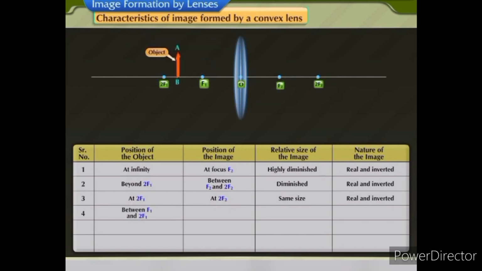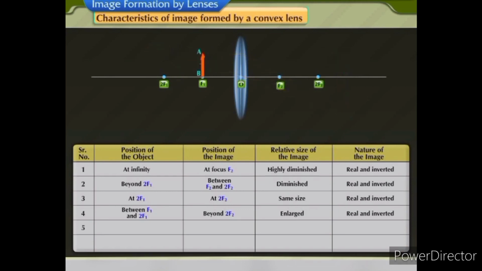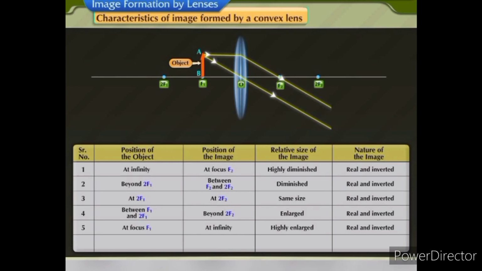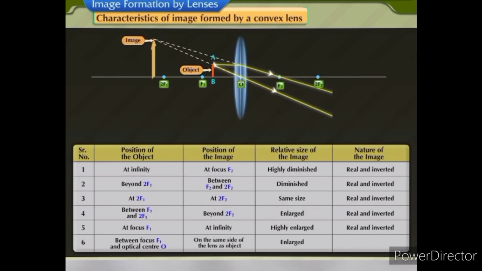When the object is between f1 and 2f1, the image is formed beyond 2f2. The image is enlarged and the nature of the image is real and inverted. When the object is placed at focus f1, the image is formed at infinity. The image is highly enlarged and the nature of the image is real and inverted. When the object is placed between focus f1 and optical center O, the image is enlarged and the nature of the image is virtual and erect.